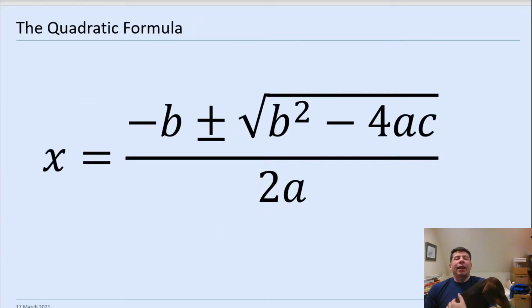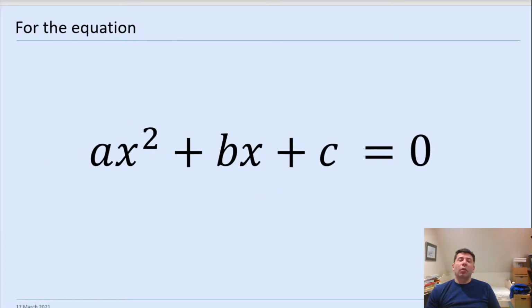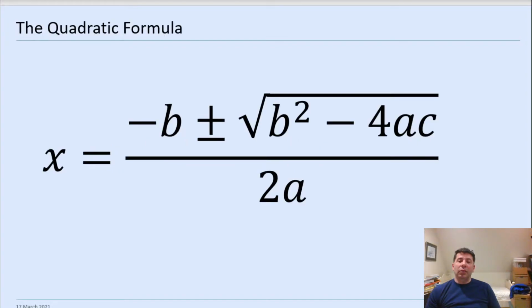So here is the quadratic formula: x equals minus b plus or minus the square root of b squared minus 4ac, all over 2a. Towards the end of the session, we'll learn how this was derived. In other words, we start with ax squared plus bx plus c equals 0, which is just a general quadratic equation, and then we get to x equals minus b plus or minus the square root of b squared minus 4ac over 2a. In a sense, we're solving for x.